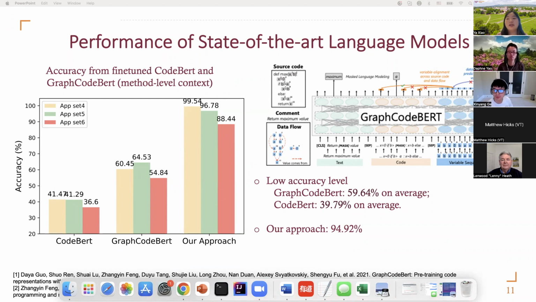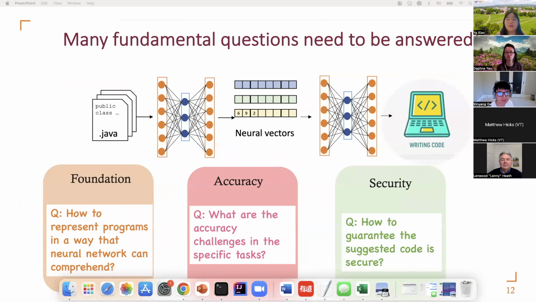And for comparison, our solution achieves an accuracy of more than 90%. We will introduce our method later. Many fundamental questions need to be answered. Instead of increasing the scale in a brute force way, we do need a deeper understanding of why some solutions fail and what the domain-specific accuracy challenges are. Therefore, our work aims to answer questions from three important aspects.